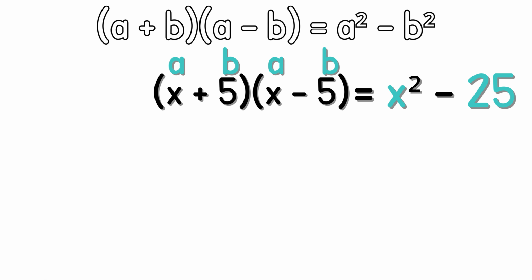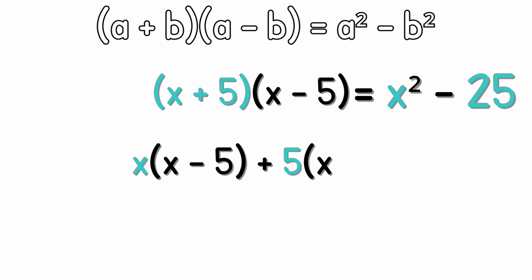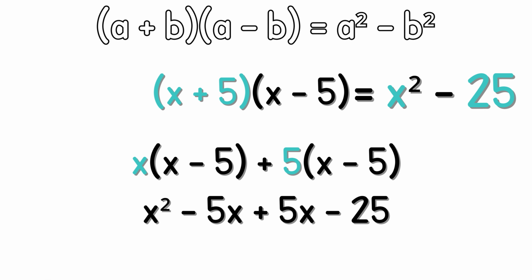Now let's just double check that this method works by expanding our original problem. So we'll multiply our x plus 5 times x minus 5, which gives us x times x minus 5 plus 5 times x minus 5. So we'll distribute each of the blue terms to the parentheses. And this gives us x squared minus 5x plus 5x minus 25. We'll combine our like terms of negative 5x and positive 5x, which just gives us 0. So we're left with x squared minus 25. And this is exactly what we found by using this method, so this method does work.